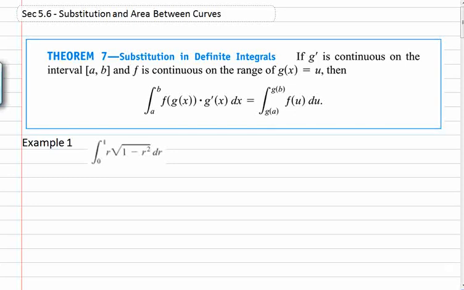Section 5.6 is the last section of Calculus 1. Woohoo! We made it. All right, substitution and area between curves.